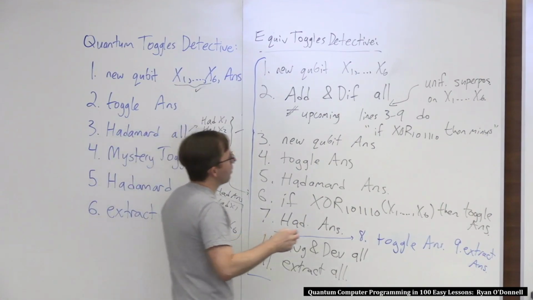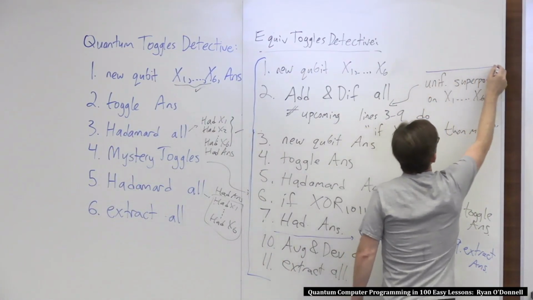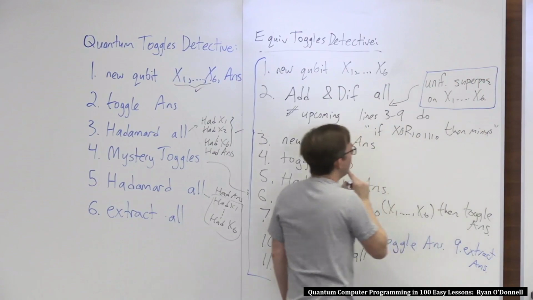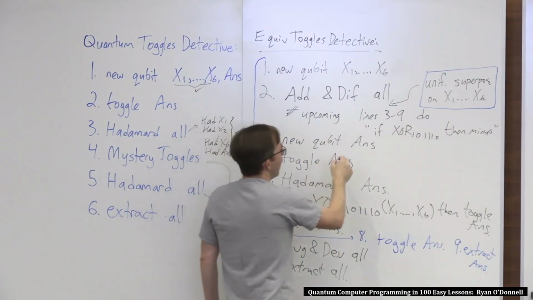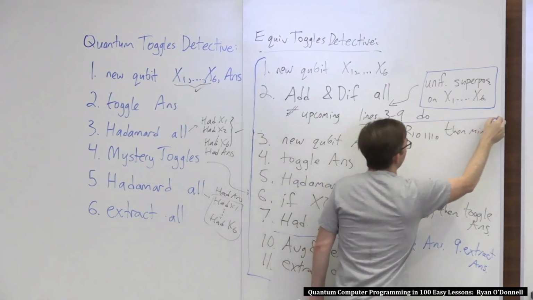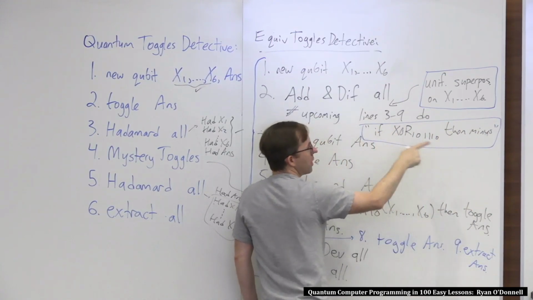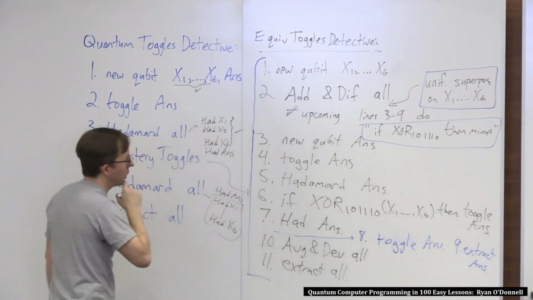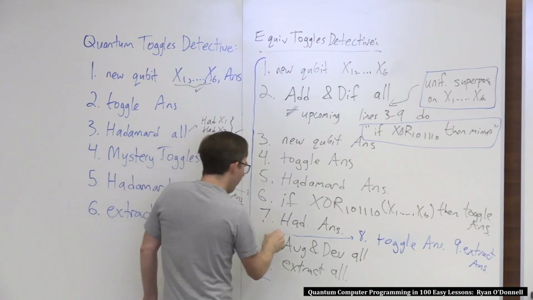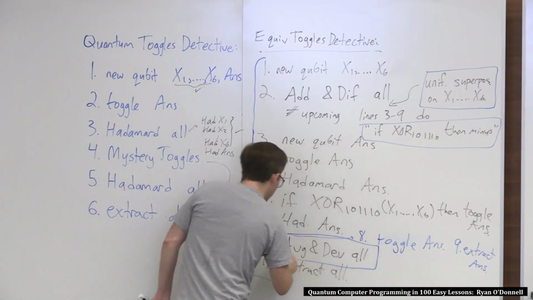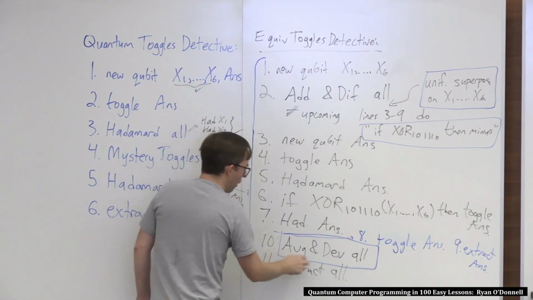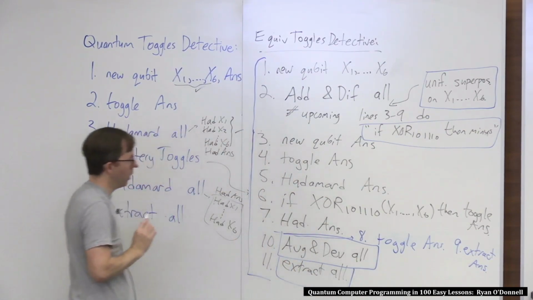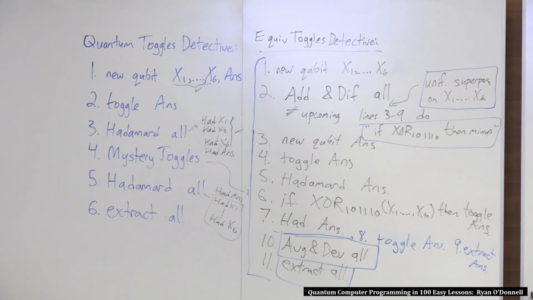What is the paradigm here? Basically, we made the uniform superposition on all the qubits. Then we did if this mystery bitmasked XOR function, then minus. Then we did the Hadamard transform, and then we printed. So it followed that paradigm introduced in lecture 6.